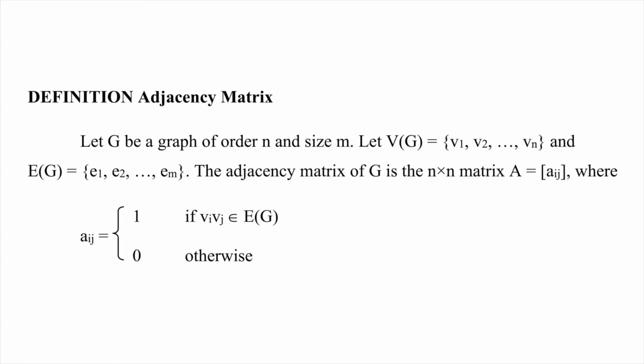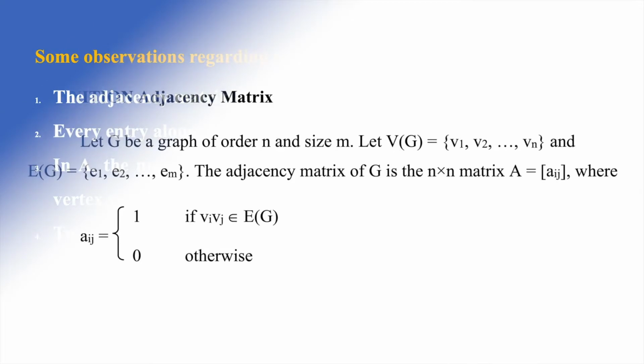Definition: let G be a graph of order n and size m. Let V(G) be the set of all vertices consisting of V1, V2, etc., Vn, and E(G) the set of all edges consisting of E1, E2, etc., Em. The adjacency matrix of G is the n by n matrix A = [Aij], where Aij is equal to 1 if ViVj belongs to E(G), and equal to 0 otherwise.